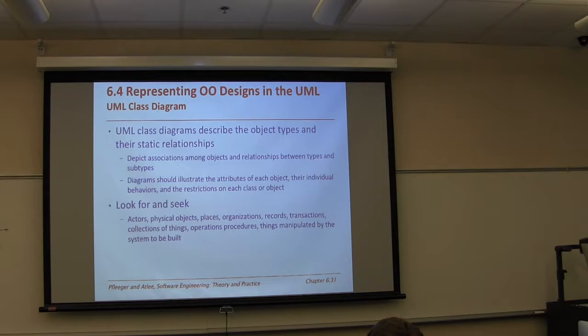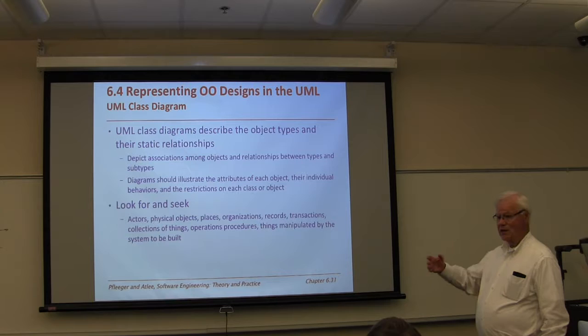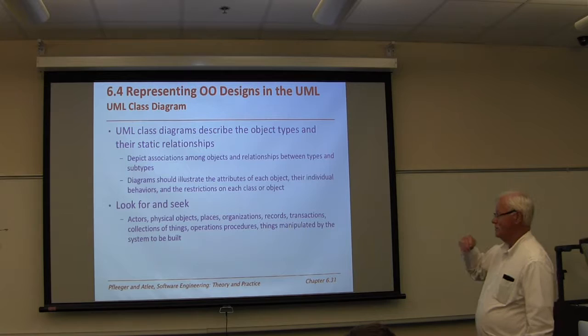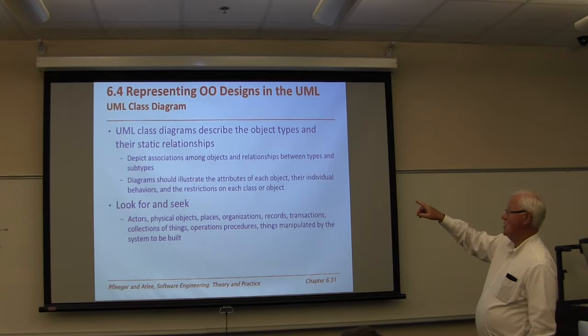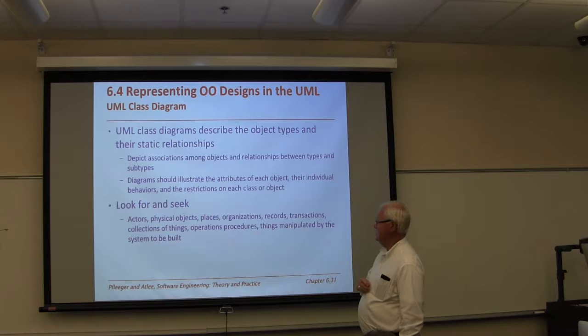So if we do some UML class diagrams to describe the object types and their static relationships, we're going to define what's in the inventory, what's due, payables, accounts receivable, whatever it may be. And we're going to depict the associations between objects and relationships with types and subtypes. Diagrams should illustrate the attributes of each object, their individual behaviors, and restrictions on each class or object. So we're going to see how that looks in a minute.